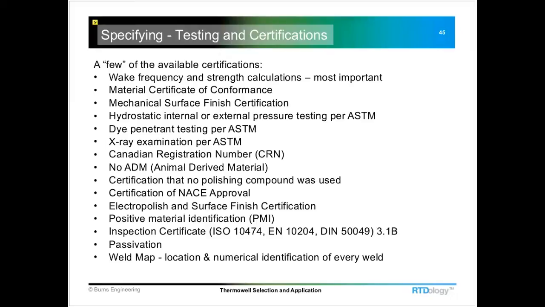And some of these, like a weld map that shows the location identification of every weld that's done on the Thermowell. For example, if it's a flanged Thermowell or one of the elbow-style Thermowells, if it's a real critical process and you need to know that you've got really good welds and it's the material that it's supposed to be, you may want to specify this weld map option. So there's just a whole bunch of these, and like I said, this is probably not even half of what really is available.